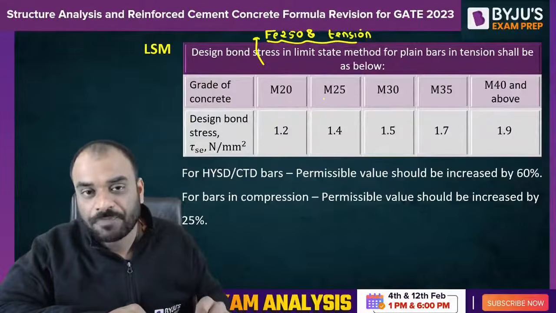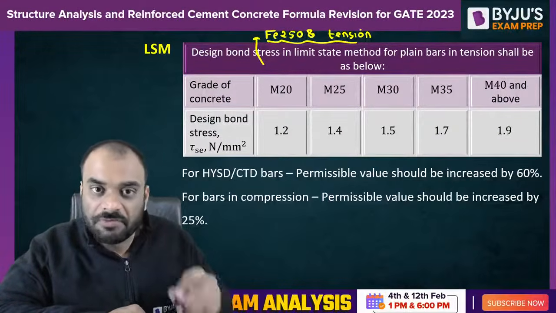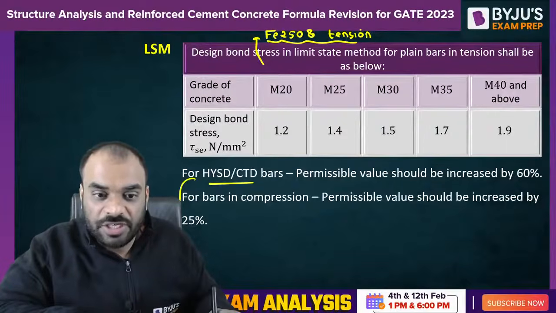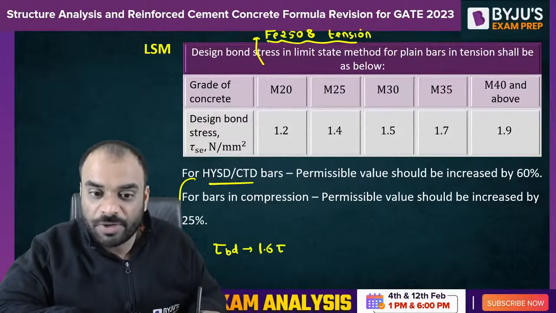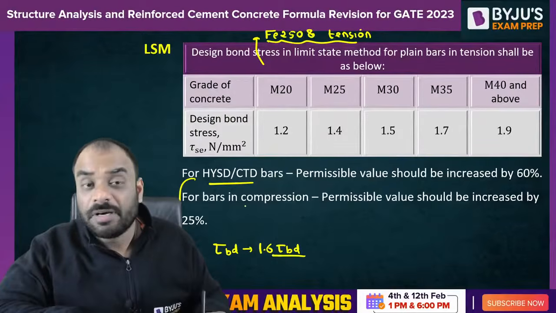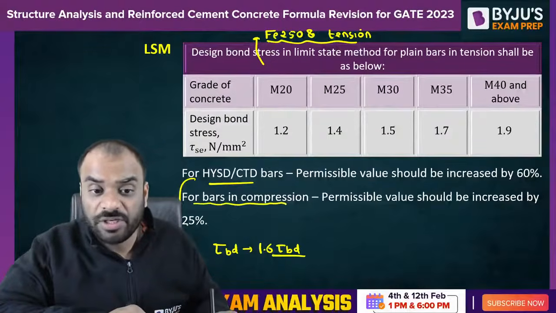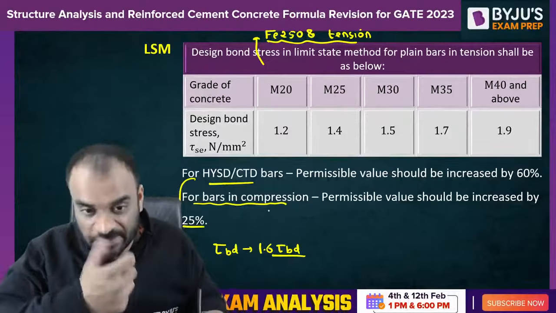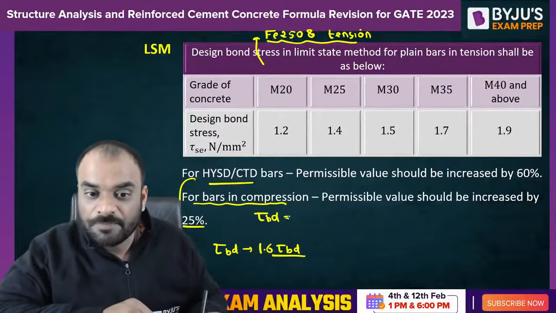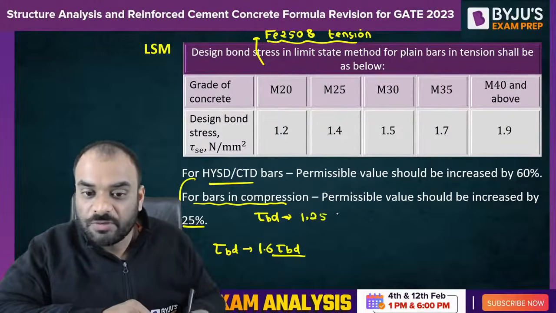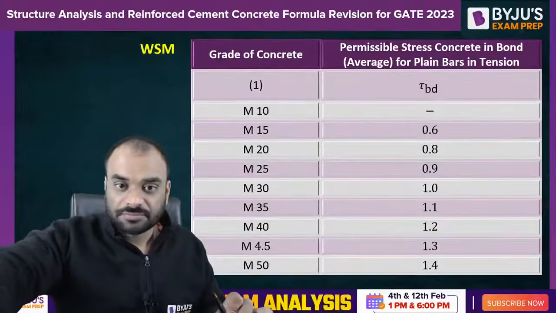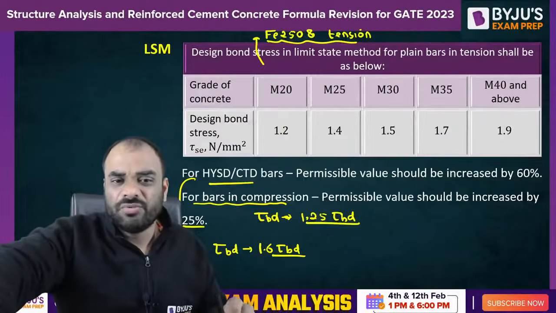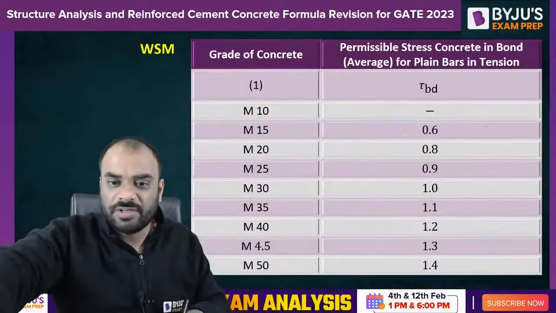But let us suppose the bar is HYSD bar, then you need to change the permissible value, right? The value should increase by 60%. So our permissible value will become 1.6 times tau BD. But if our bar is in compression, then you need to increase the permissible value by 25%. That means tau BD will become 1.25 times tau BD permissible. Clear? Done. Now guys, these are the values for LSM and this one is for WSM.